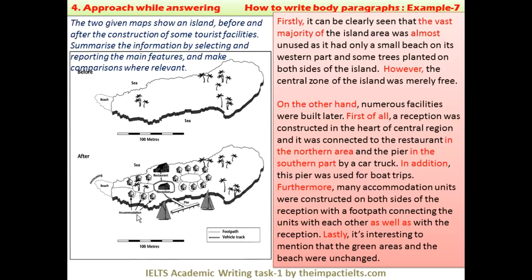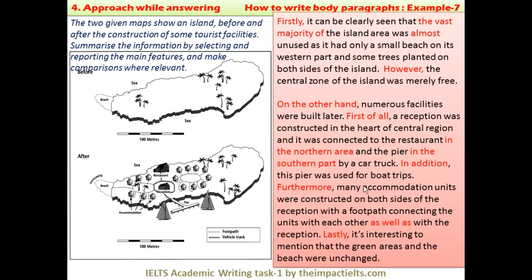So if you cannot see this, let me show this to you. This is the reception, this is the restaurant, this is the pier, these are two boats, and these are the accommodations, and trees, of course, you can see. So he's saying numerous facilities were built later. First of all, a reception was constructed in the heart of the central region, and it was connected to the restaurant in the northern area, and the pier in the southern part by a car track. So this reception, connection, right? And this is water. This is because this is an island.